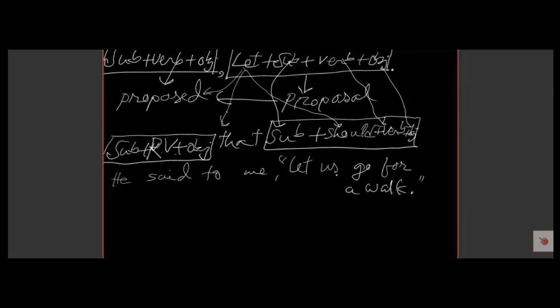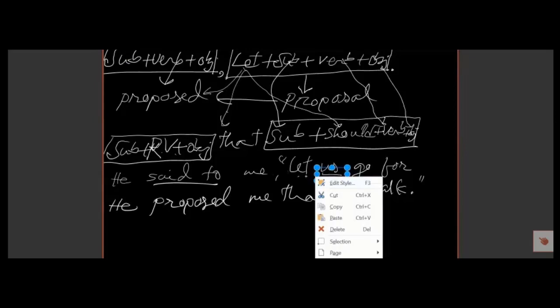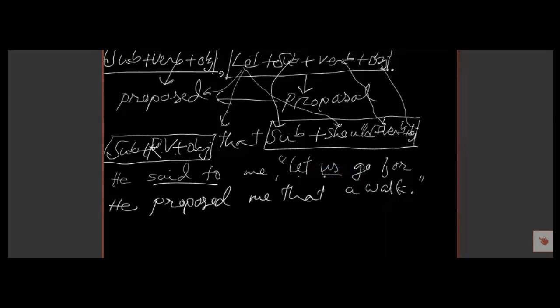He said to me, let us go for a walk. It expresses a proposal. So the reporting verb said to will be changed into proposed. He proposed me, and then we must put that. So he proposed me that, then the subject will follow. The subject of the reporting verb is third person, so a third person will be put here. So that he will be in the form of they.